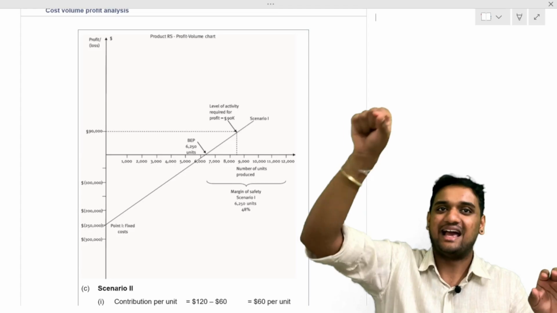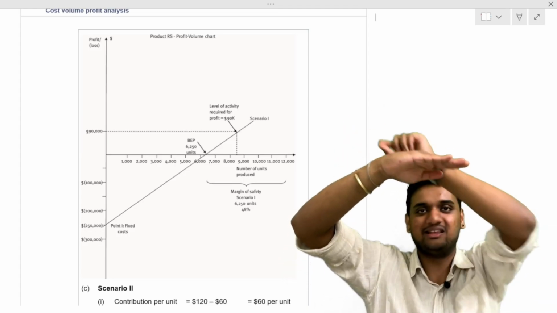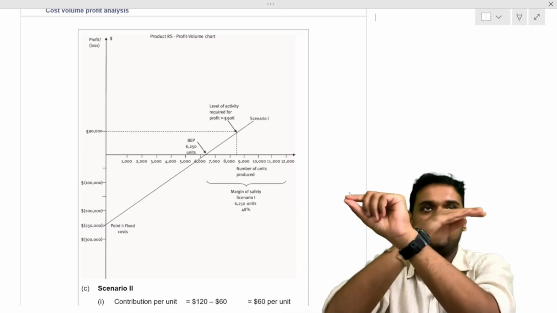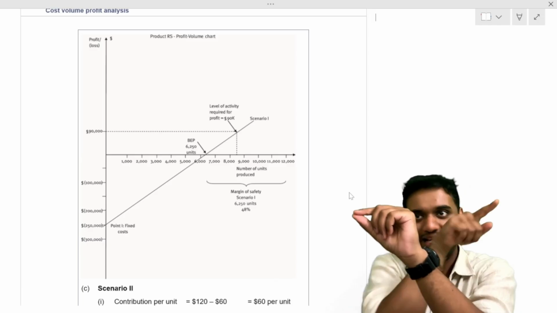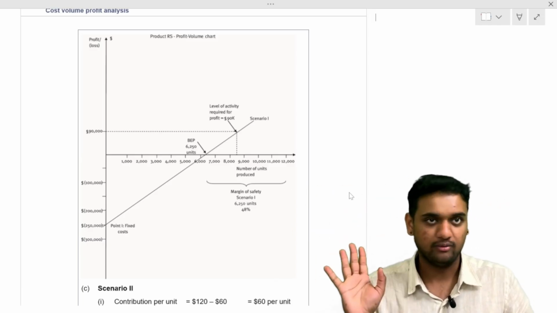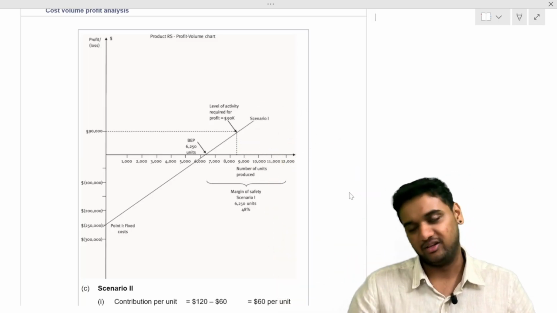The place where our x-axis and this line meet is called the break-even point. That is, your profit or loss is zero. If you see above this line it is profit, below it is loss, and exactly at this line it is zero. So profit or loss being zero means it is the break-even point. Anything above that is margin of safety, same as above.